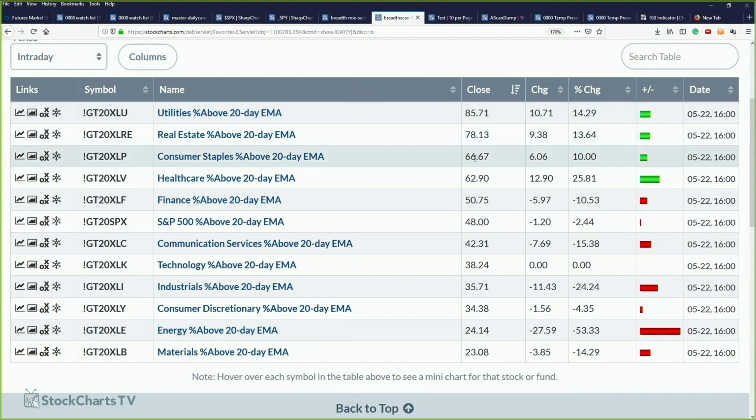REITs next, staples next, and healthcare has perked up short-term with 63% of stocks above the 20-day EMA. Finance is not doing too bad with help from insurance. And then there's our benchmark, the S&P 500 at 48%. Now here's where we get into weakness short-term. You can see technology is weak short-term, industrials, consumer discretionary, energy, and materials, the weakest.